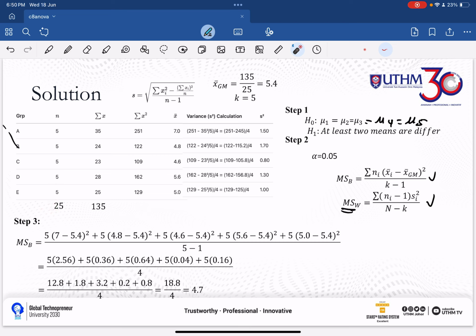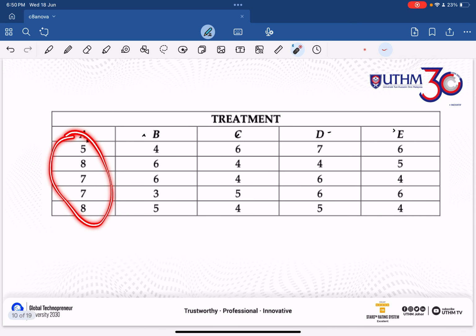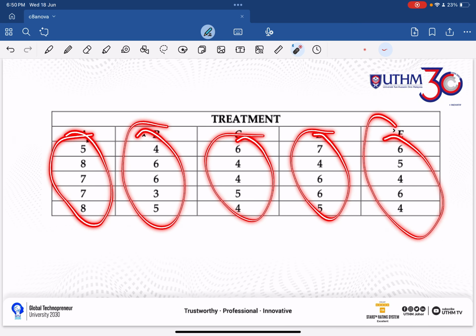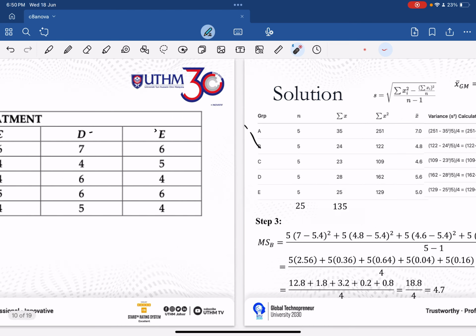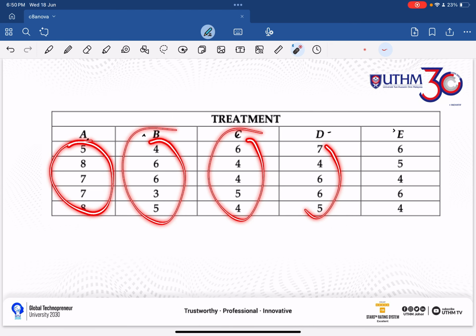Alright. And then what else do we have in this formula? The X_GM. Okay, GM is the grand mean for all of the groups. We know that mean is the summation of X divided by N. Since this is for all groups, the summation of X is basically the summation of all of the data here, divided by the total number of data for all groups. So this is 25. And 135 is the summation of all of this data.